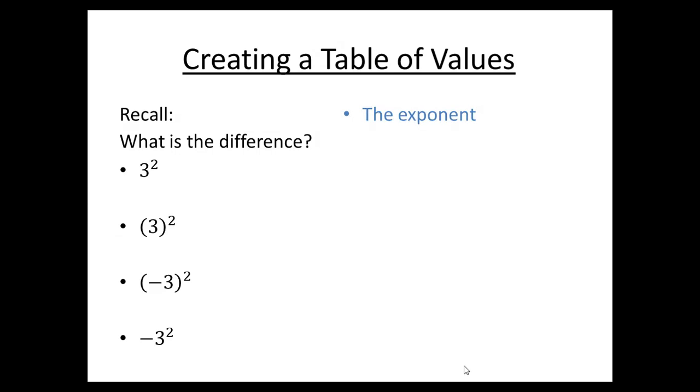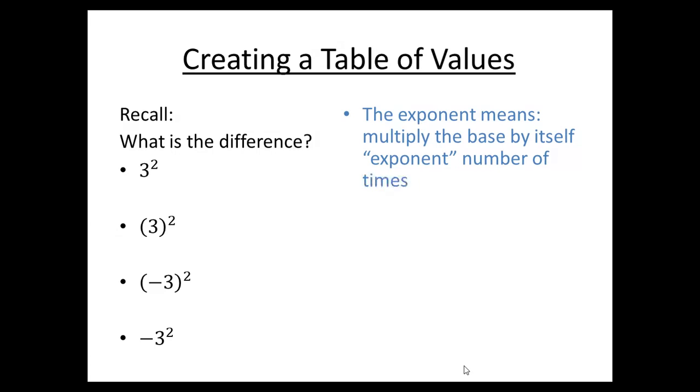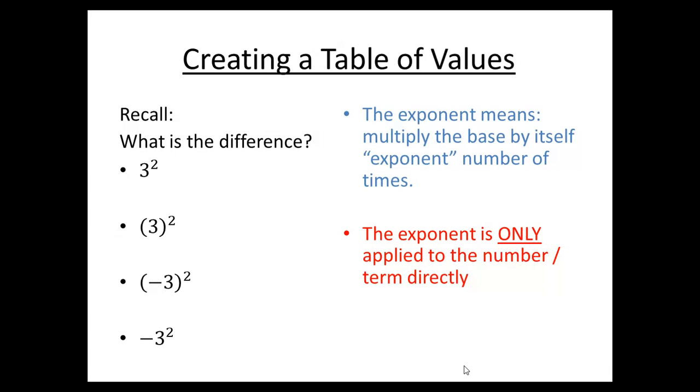Now, two rules that I want us to remember. Recall that the exponent by definition means we're going to multiply the base by itself exponent number of times. The second thing is that the exponent is only applied to the number or the term directly in front of it. Now, our first question, 3 squared, that's pretty straightforward. It's equivalent to 3 times 3, which equals 9.